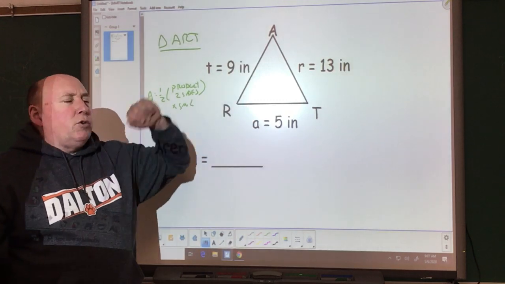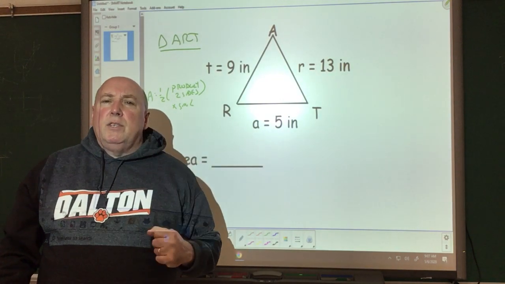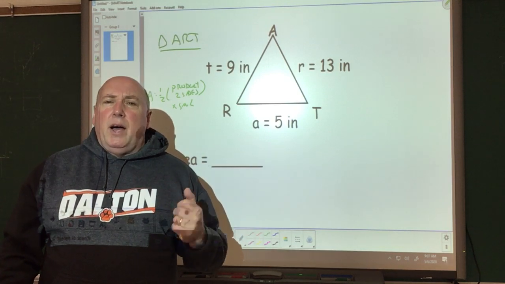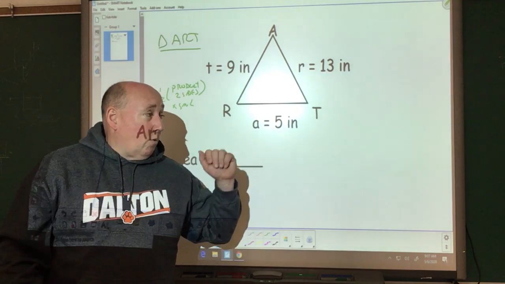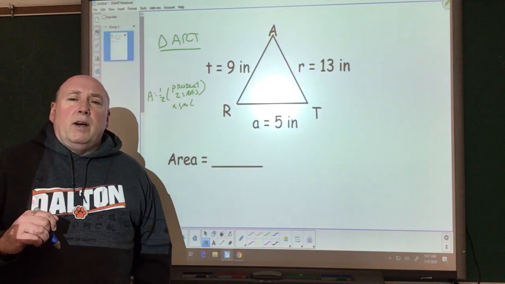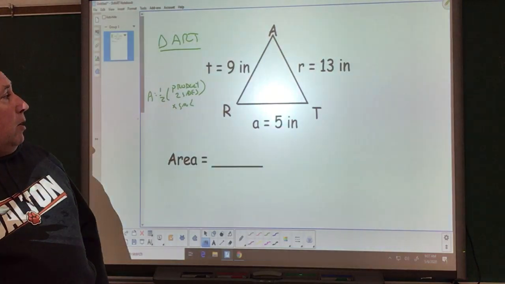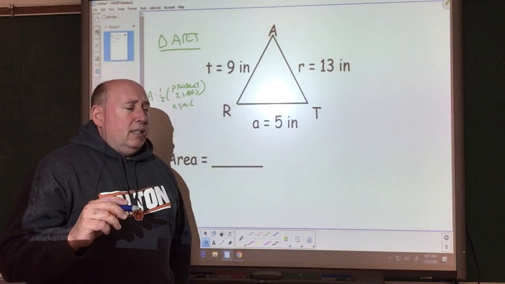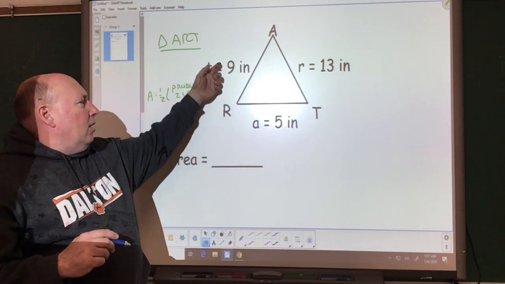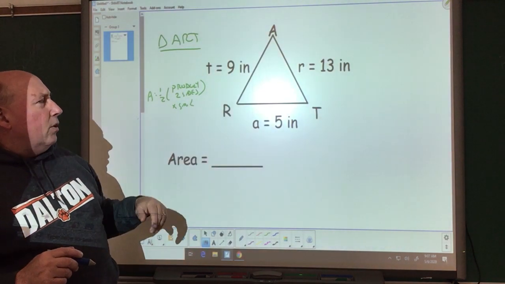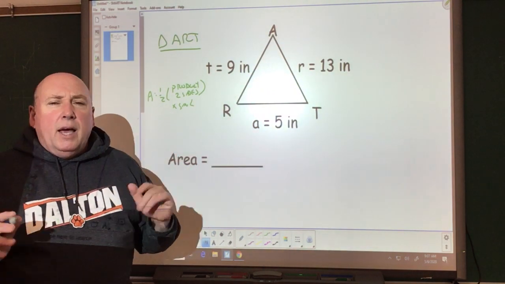But what I give you with triangle ART is all three sides. Well, how do I find the area? Because I don't have an angle. Don't have a right angle there. So how do I find this angle? How do I find this area? I could take any two sides and multiply them together, but I need the sine of the angle included, or these two sides times the sine of this angle included, and I don't have the angle.